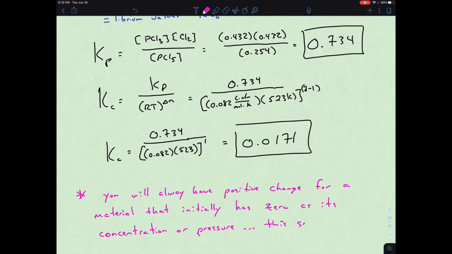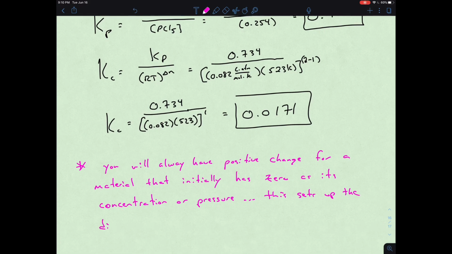This basically sets up the direction of change for the equilibrium process. So that's really the new take-home message with this idea of change. It's just showing us we're starting with an equilibrium reaction, but it's not at equilibrium, right? There's going to be a change that occurs, and then we're going to get to equilibrium.